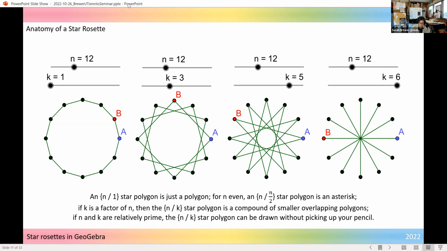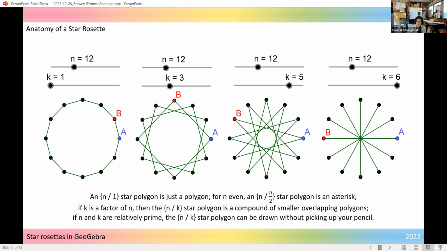in general, an N/K star polygon, you're taking N vertices arranged in a circle and you're connecting a vertex to the next vertex that's K away from it. So if you have an N/1 star polygon, it's not really a star, it's just a polygon, right? If you have an N/2 star polygon, so you're connecting a vertex to the one exactly opposite it, assuming N is even, then you just get an asterisk. Otherwise, you get some kind of a star shape, right?